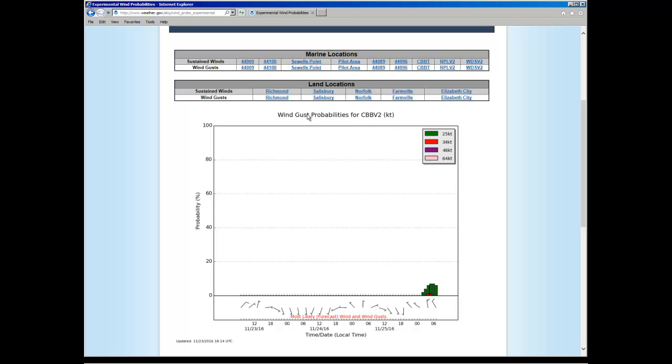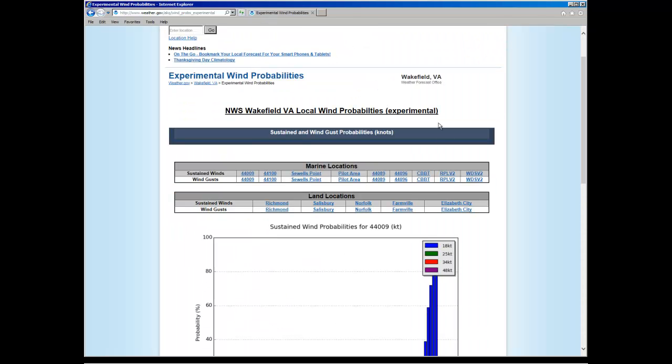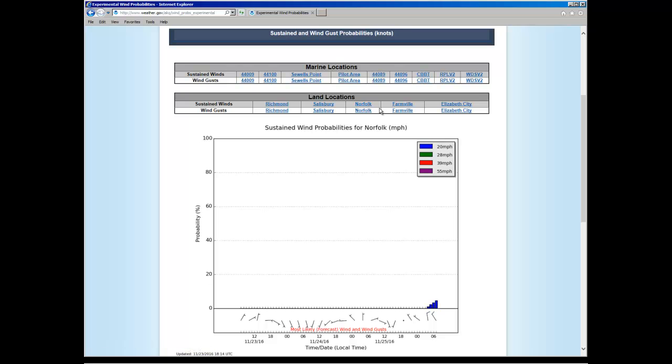We have also provided wind probabilities for a few land-based locations, including Richmond and Norfolk, once again for sustained winds and gusts. Notice that these forecasts are being provided in miles per hour. One thing worth noting is that the probabilities on this website will actually update every hour. We have high resolution models that come in and update every hour, and other models which update every 3 hours. So we want to make sure that we're always providing the most recent information.